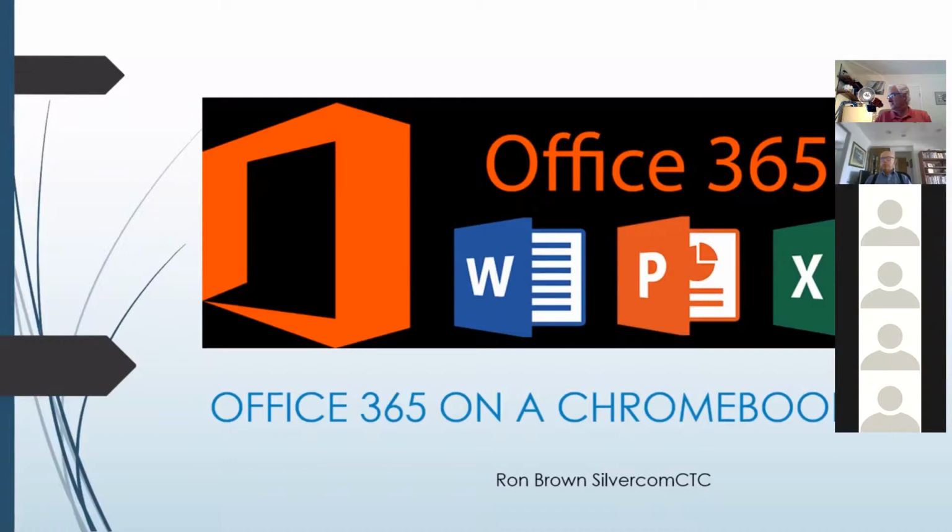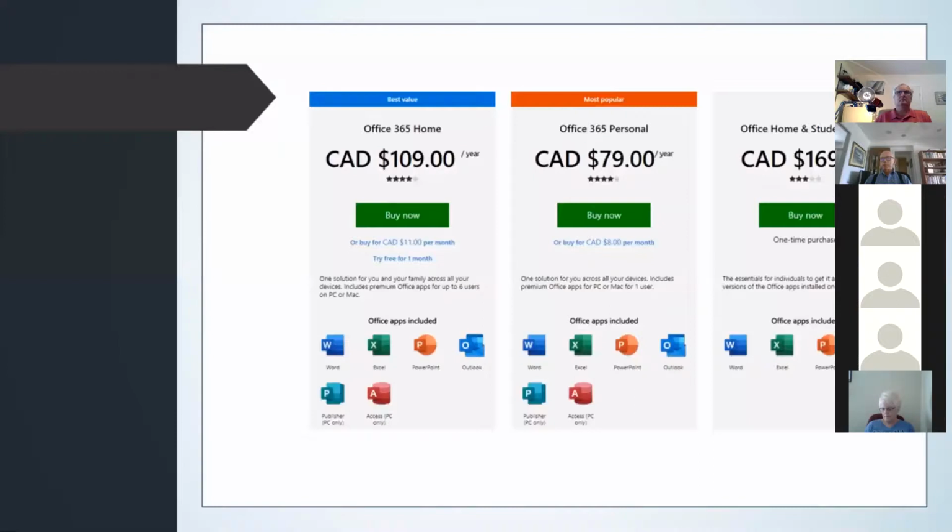Now, Office 365 is a subscription service, but you can run it on a Chromebook, and we're going to talk about that today. Now, these are Canadian prices. If you look at the cost of running Office, I want you to look at the Office 365 Home Edition, which is $109. This gives you 6 users. Office 365 Personal, which I have, gives you 1 licensed user. Or if you're a student, you can buy the Home and Student version for $169.